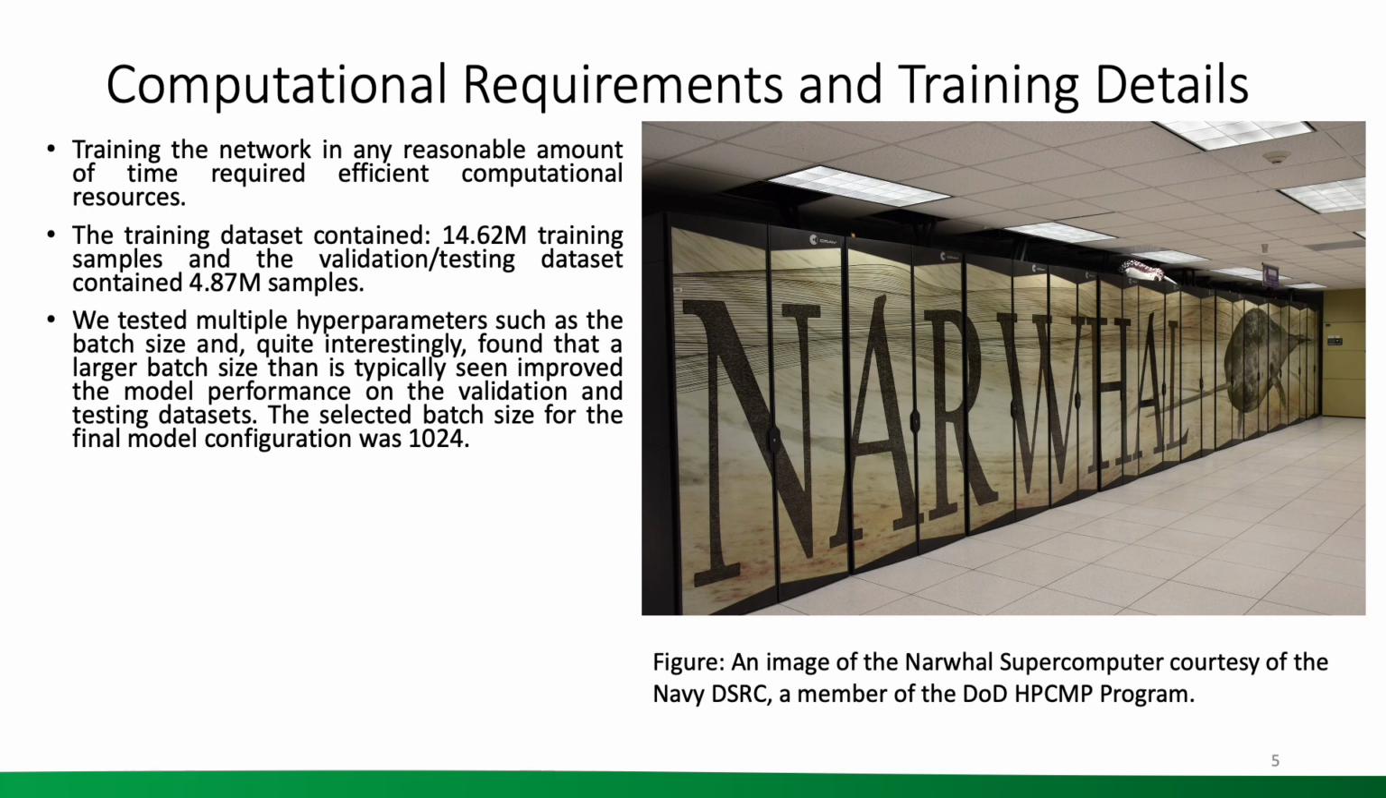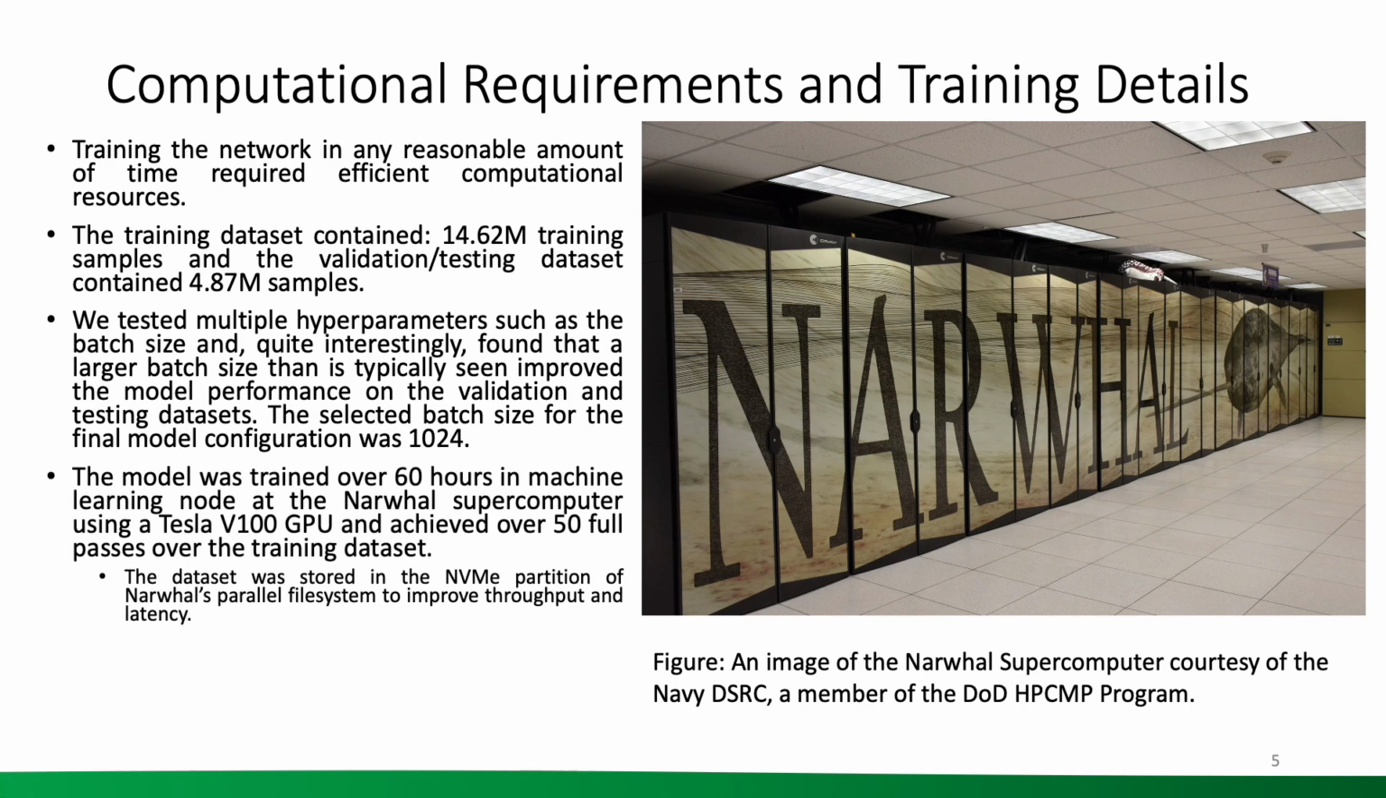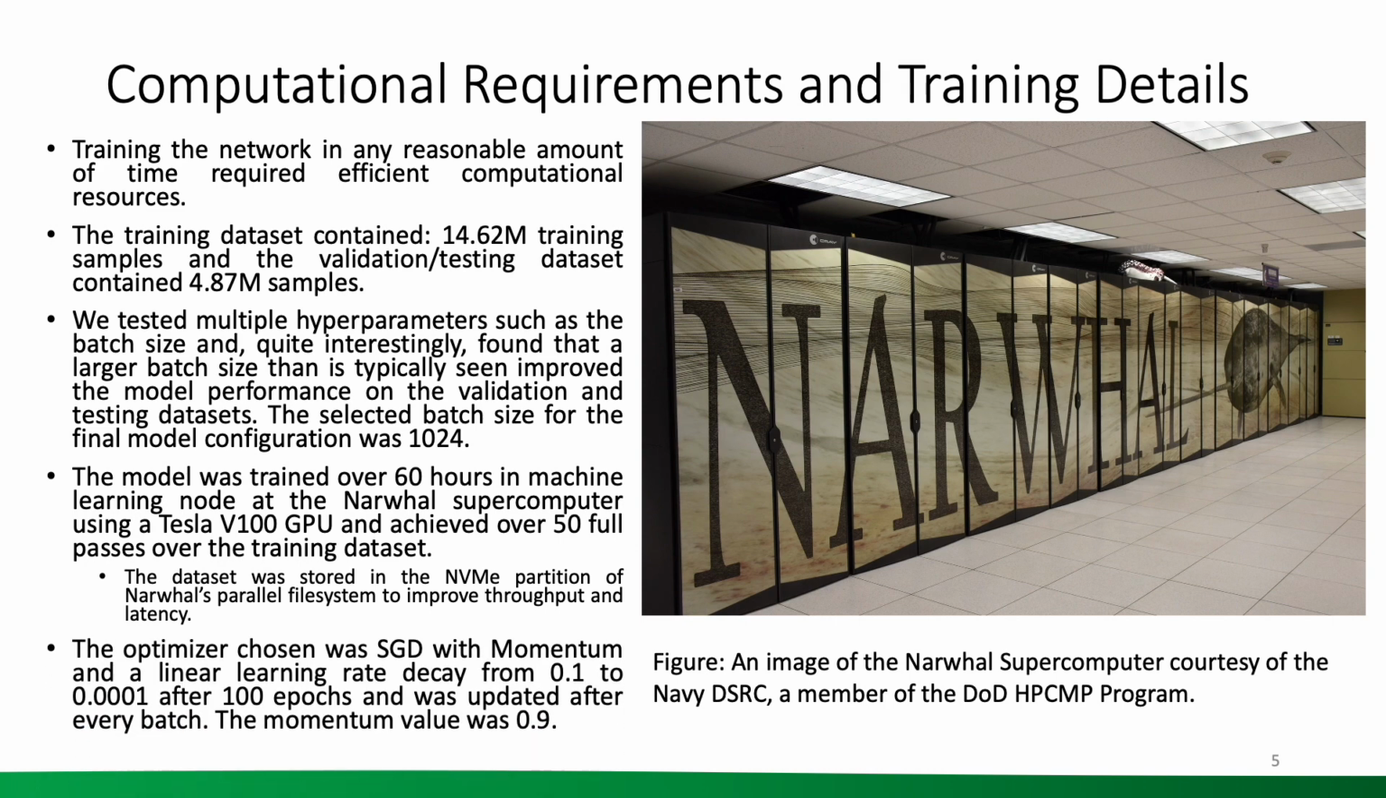We tested many hyperparameters, perhaps too many to discuss in this presentation, but we settled on a batch size of 1024. We tried smaller batch sizes, but the model didn't generalize as well, which was one of the surprising finds. The model trained for over 60 hours for the results that we show here on a Tesla V100 and achieved over 50 full passes over the entire training dataset. The training dataset was stored in an NVMe partition at Narwhal's PFS to improve throughput and latency.